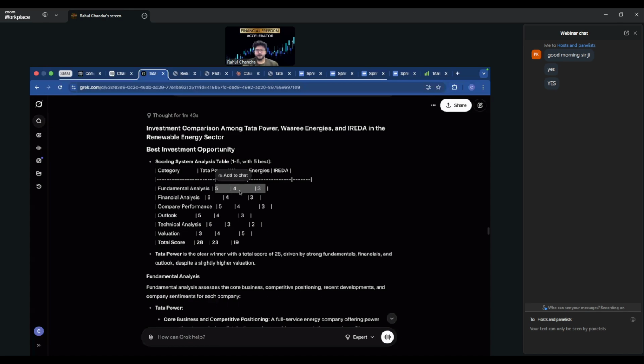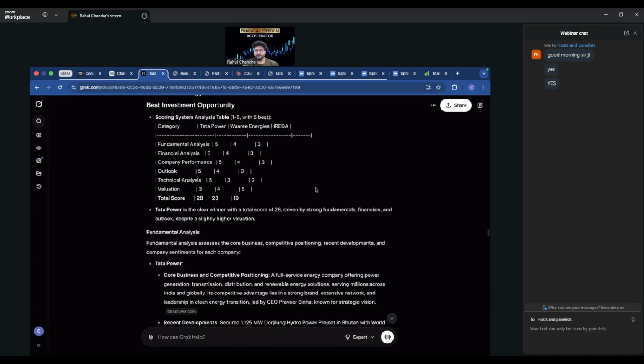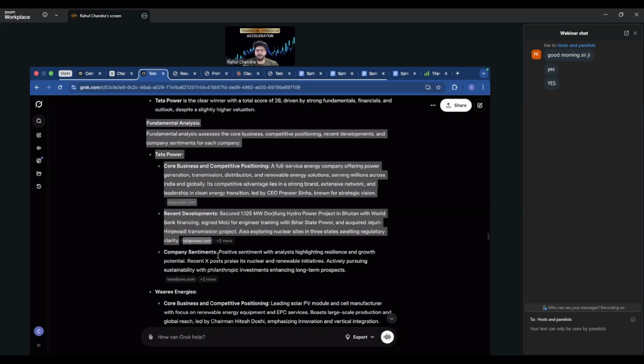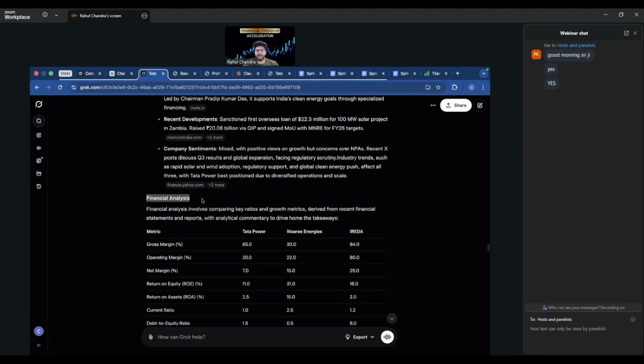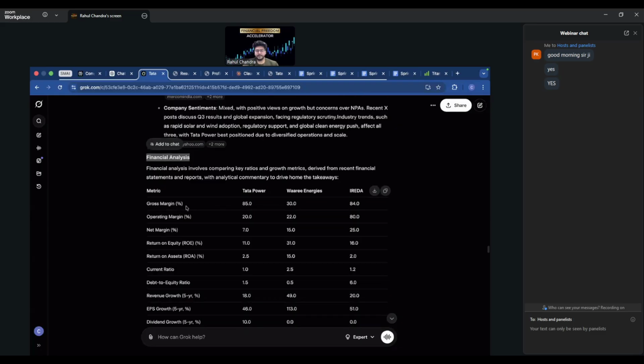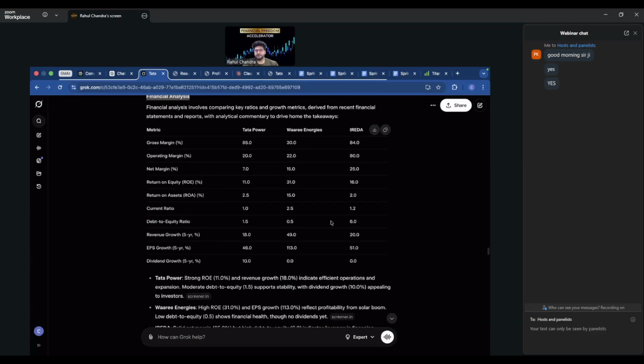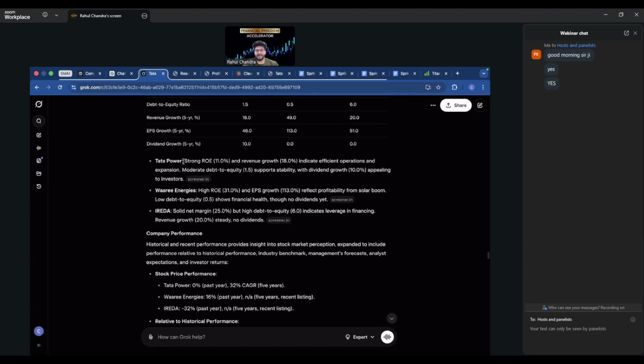Okay. So fundamental analysis, if it is 5 on 5 for Tata, 4 on 5 for Vari, and 3 on 5 for IIDA, you will be able to understand what is changing across these three. Financial analysis, right? What are the different metrics? The most important: income statement, balance sheet, cash flow, the ratios, all of them are taken into consideration over here. In simple English, it tells you what is happening. For Tata Power, strong ROE and revenue growth indicate efficient operations and expansion, with moderate debt to equity and high dividend growth. Same for what is happening for Vari, what is happening for IIDA.